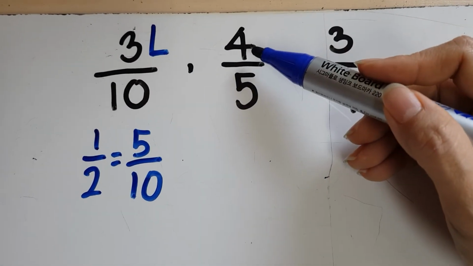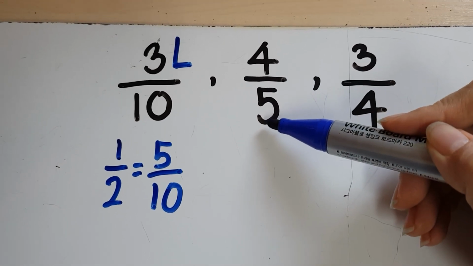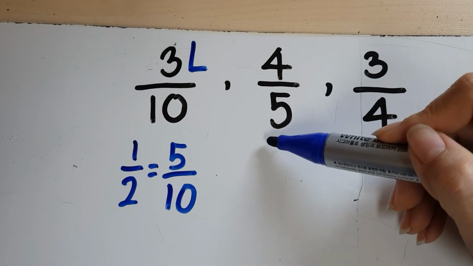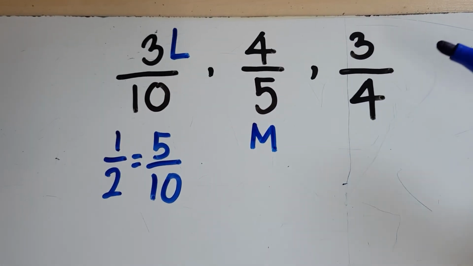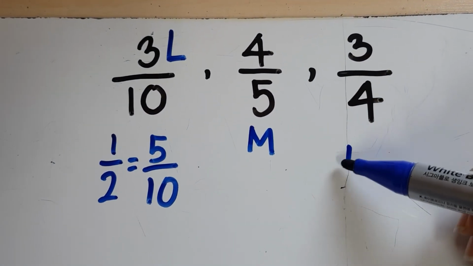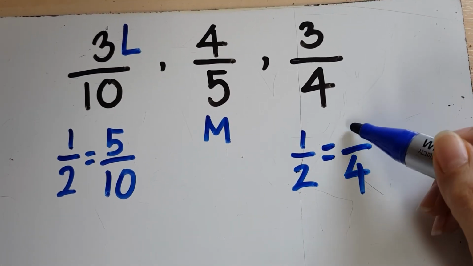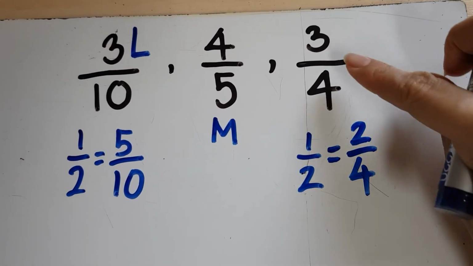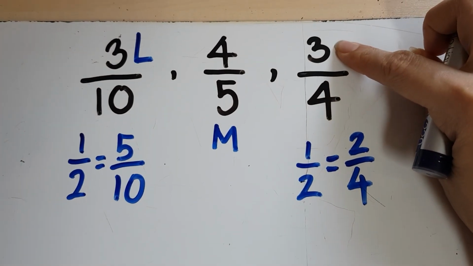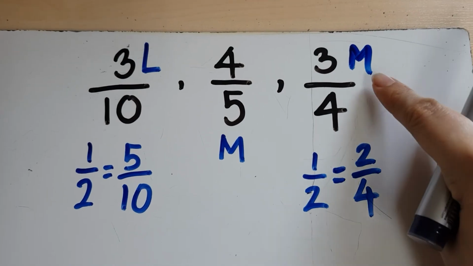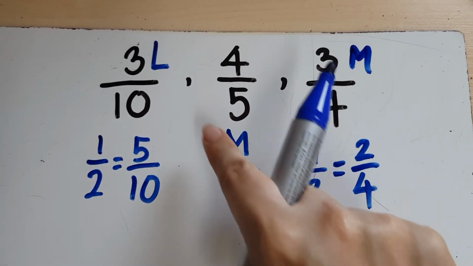Okay. Next one. If I have 4/5, 5 pieces, and I ate 4, I definitely ate more than half. So that is more than half. I'm going to put an M. Now 3/4. If I have 4 pieces, half would be 2/4. But now this fraction is 3/4, so 3/4 is bigger than 2/4. This is an M.